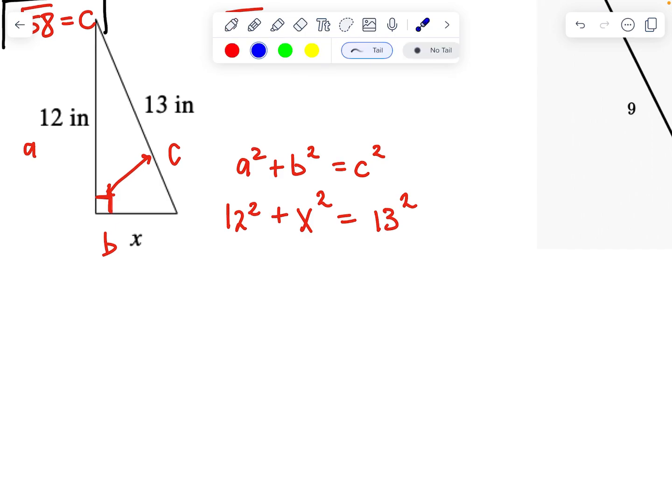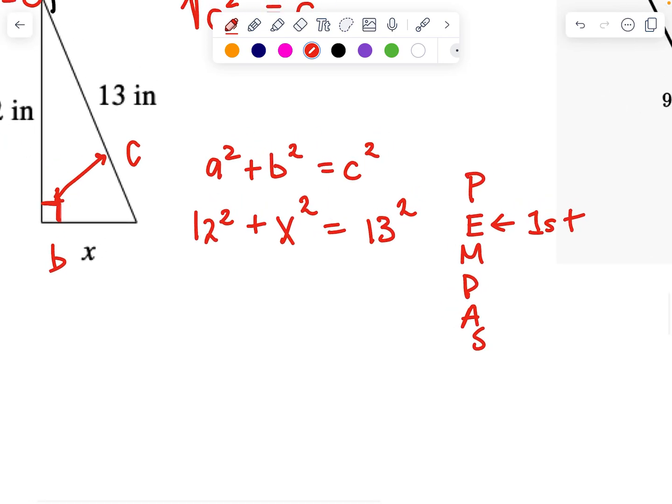So we need to handle these exponents first. Remember, PEMDAS. Order of operations. First thing before anything is I got to deal with these exponents. So 12 squared is 144. I don't know what x squared is because I don't know what x is yet. 13 squared is 169.